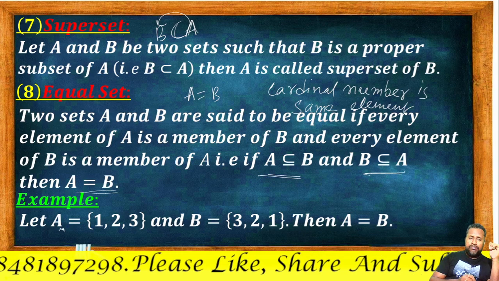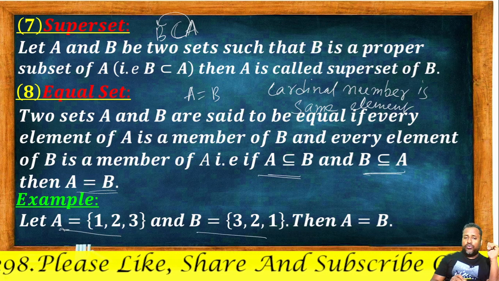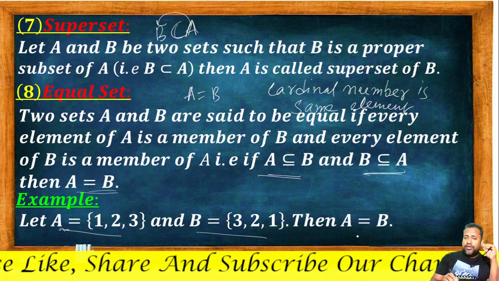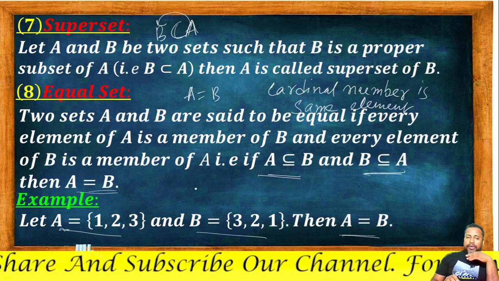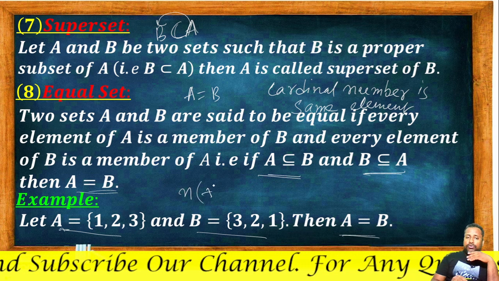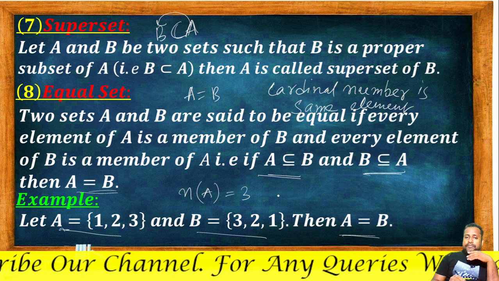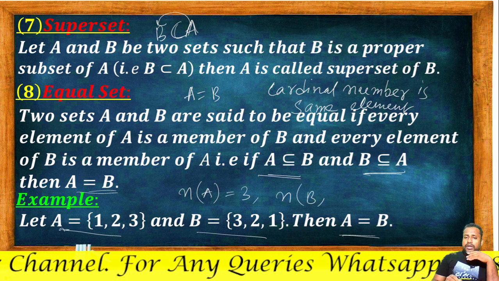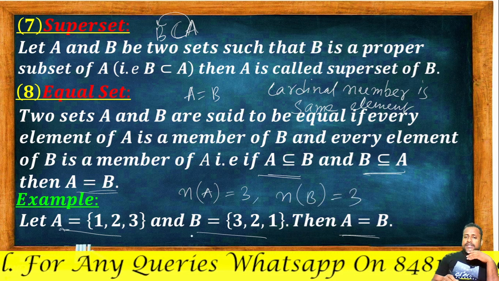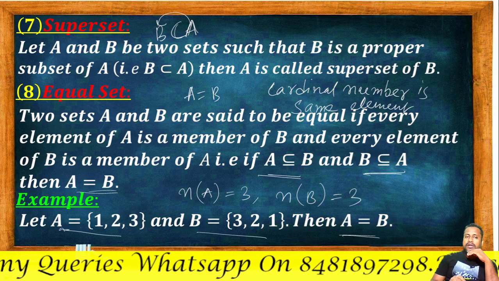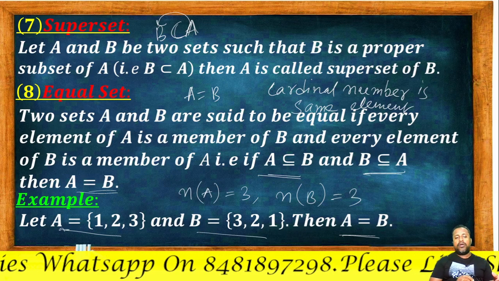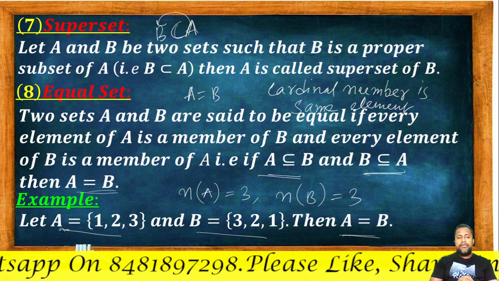Say let A equal {1, 2, 3} and B equal {2, 3, 1}. So obviously A equals B, since the cardinal number of both sets is 3 and both contain the same elements. So here A and B are both equal sets.